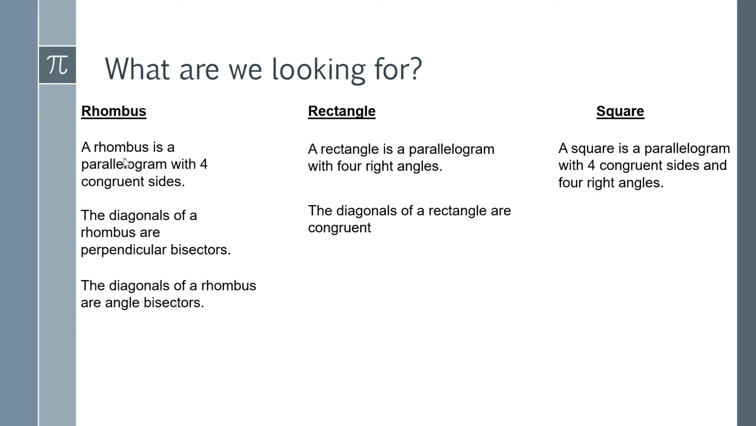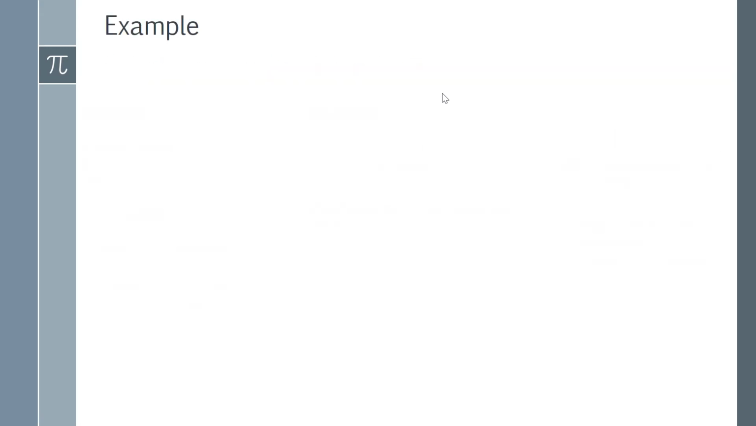And a square is a parallelogram that has not only four congruent sides, but it also has four right angles. So a rhombus and a rectangle together make a square. And then all the characteristics of both a rhombus and a rectangle go together to make a square. So let's take a look at a simple proof and a little more complicated proof.